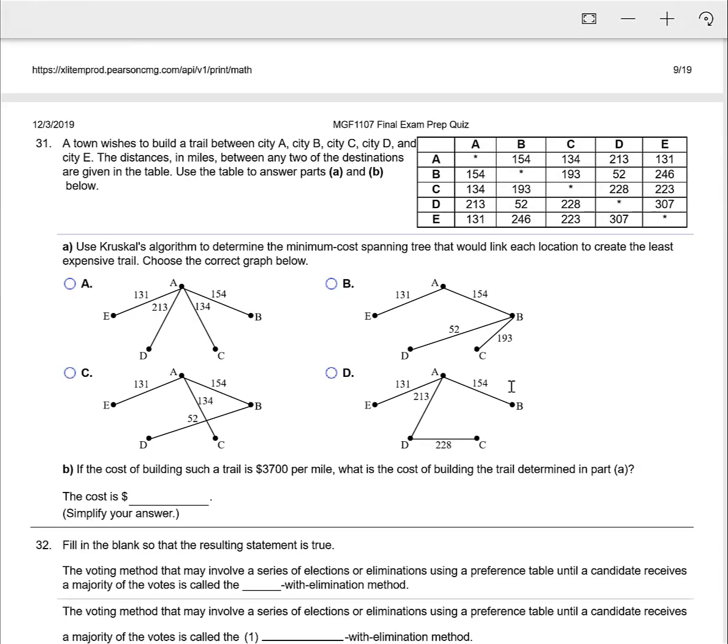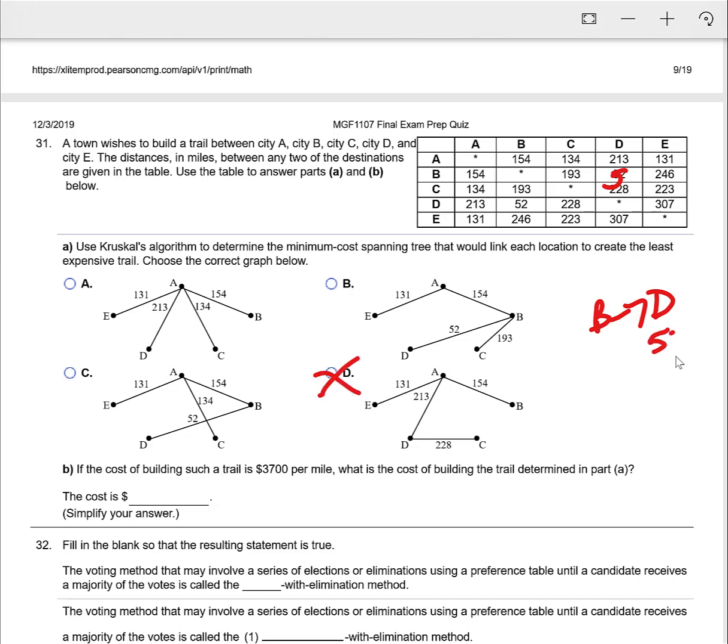Okay, this problem here, we are looking at building a trail. And remember, when we create the minimum cost spanning tree, what do we do? We start with the shortest one, and the shortest one here happens to be 52. So we're going to go from B to D, which is a $52 one. And we want to make sure that that's included everywhere. And I don't see that included in D, so I can eliminate D.